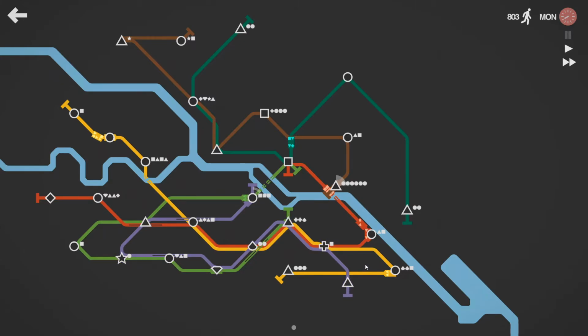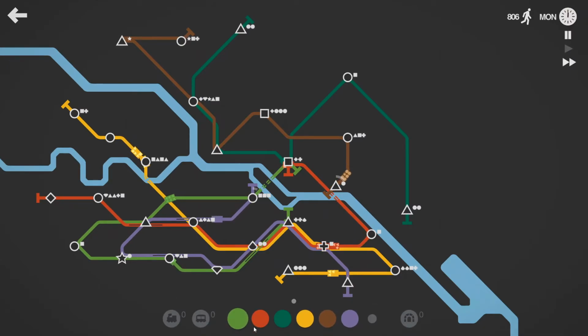I don't really want to connect triangle with the yellow line. We get triangle, cross, triangle. Otherwise it would be triangle, triangle, circle, with the yellow line respectively.